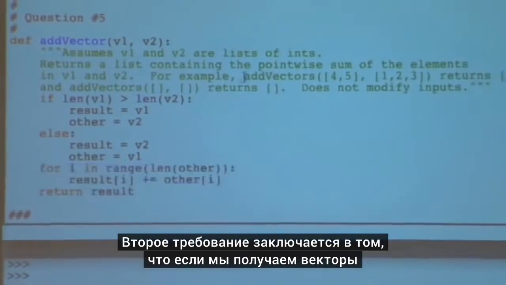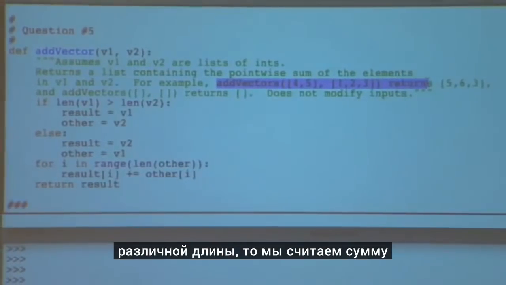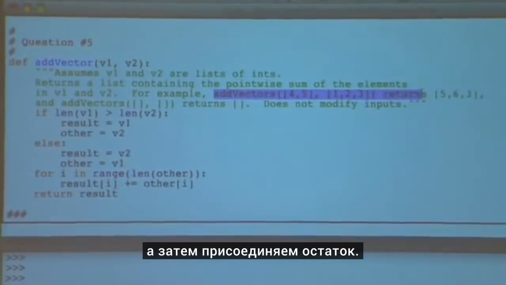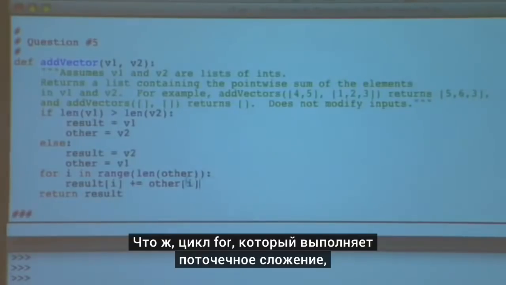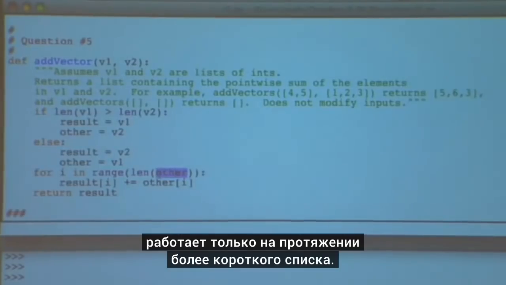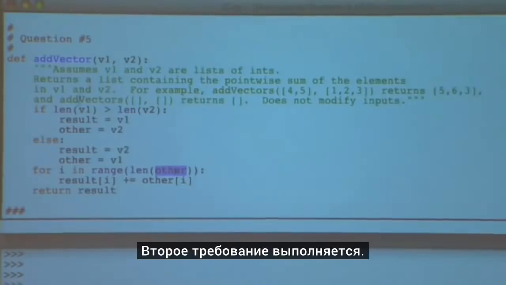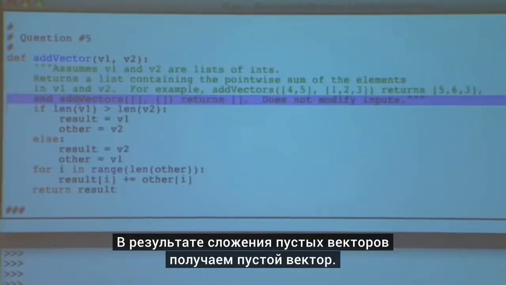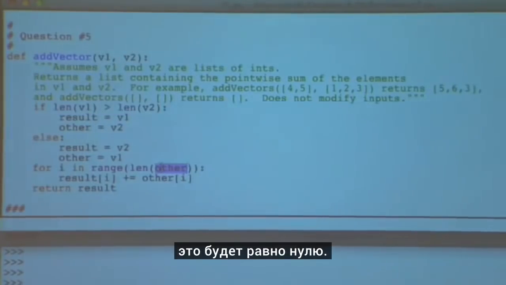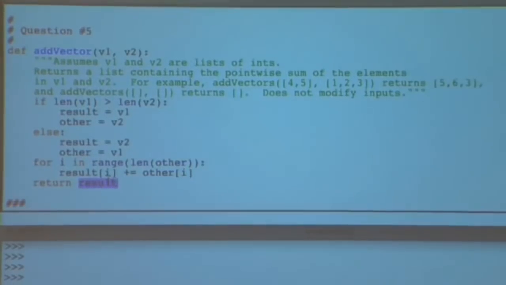The second requirement is that if we're given two vectors that are of different lengths, then we're going to sum up the furthest that we can, so up to the length of the shortest one, and then tack on the remainder. Well, again, this for loop here that does a pointwise sum, it only goes up to the length of the shorter list, right? So second requirement met. Third requirement, two empty vectors returns an empty vector. Well, if I have an empty vector here, this is going to be 0. This for loop's never going to execute, and my result is going to be empty.